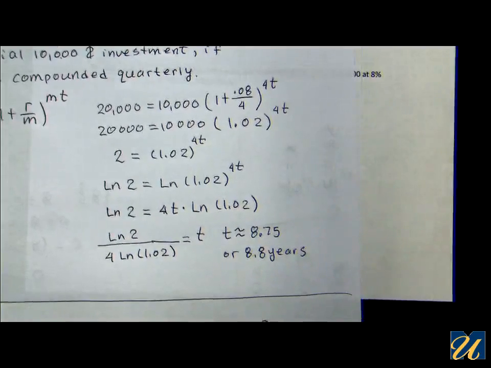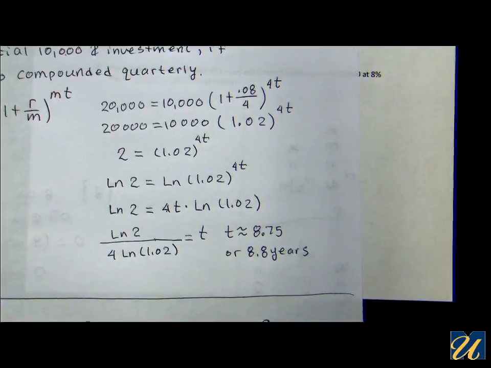So it's going to take just under 9 years for an initial investment of $10,000 to double to $20,000 if you have quarterly compounding and you get an annual interest rate of 8%. Then that will happen.